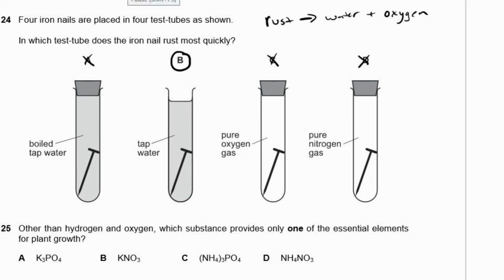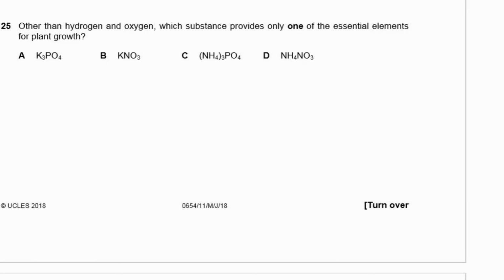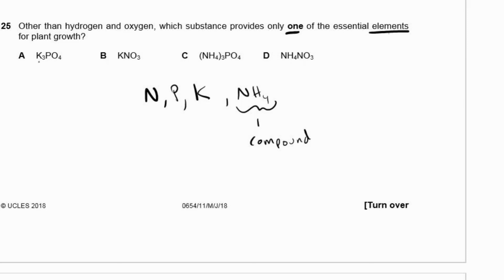Okay, good. Question 25. Other than hydrogen and oxygen, which substance provides only one of the essential elements for plant growth? Okay, so plants need nitrogen, phosphorus, and potassium. They also need ammonia and some other things, but remember, ammonia is a compound. It's not an element. It has nitrogen and it has hydrogen in it. So if we look at this, this has 2 essential elements.